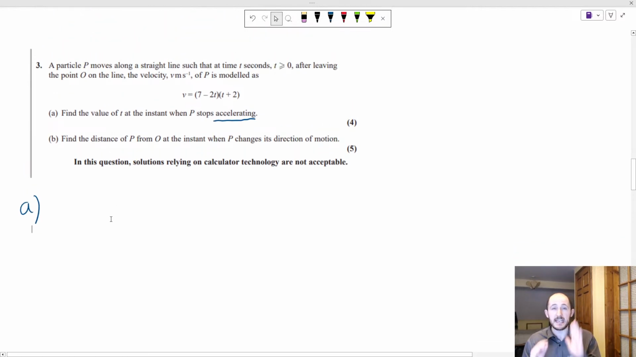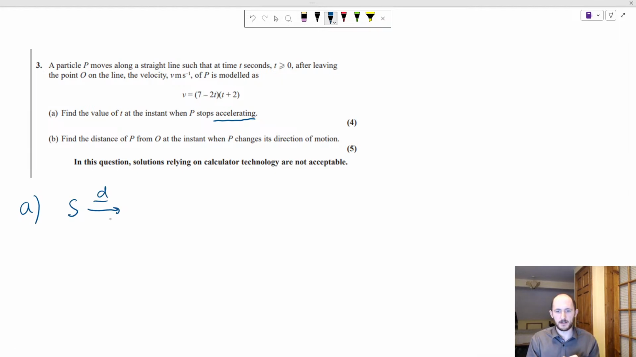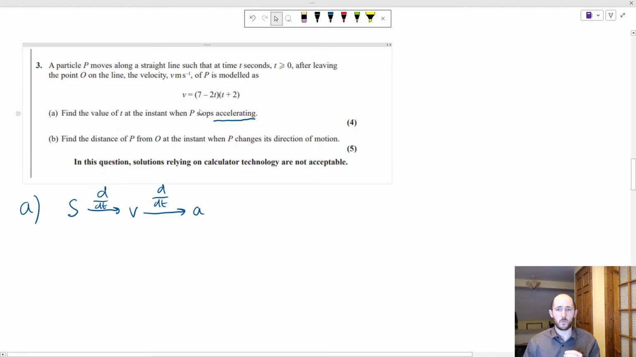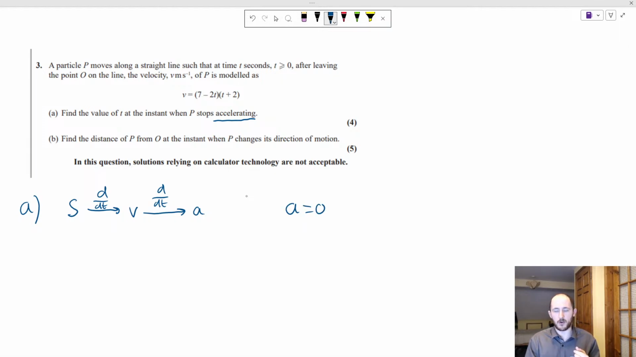When we have this kind of information, I just want to point this out. I'm going to go this really lightning fast. When you have an equation for displacement, you can differentiate to get velocity, which you can then differentiate again to get acceleration. Okay? Now that's a bit of mechanics. So in other words, I'm looking at when it stops accelerating, so that's when A equals 0. But I don't have an equation for A.